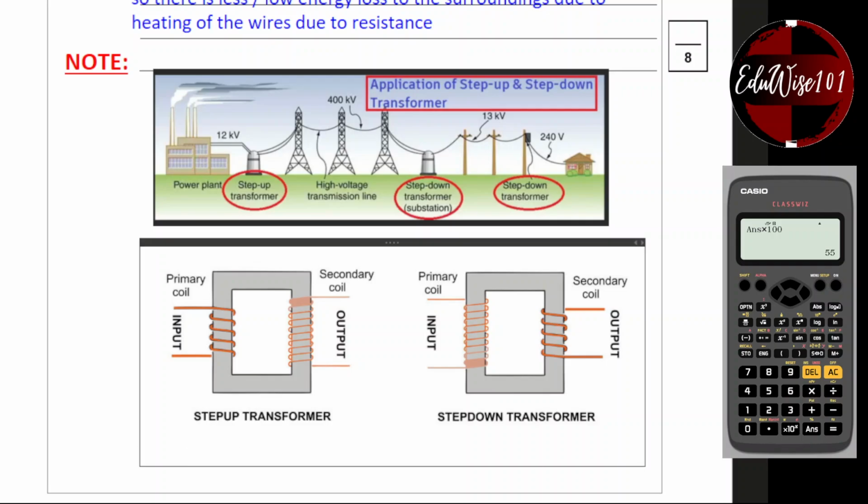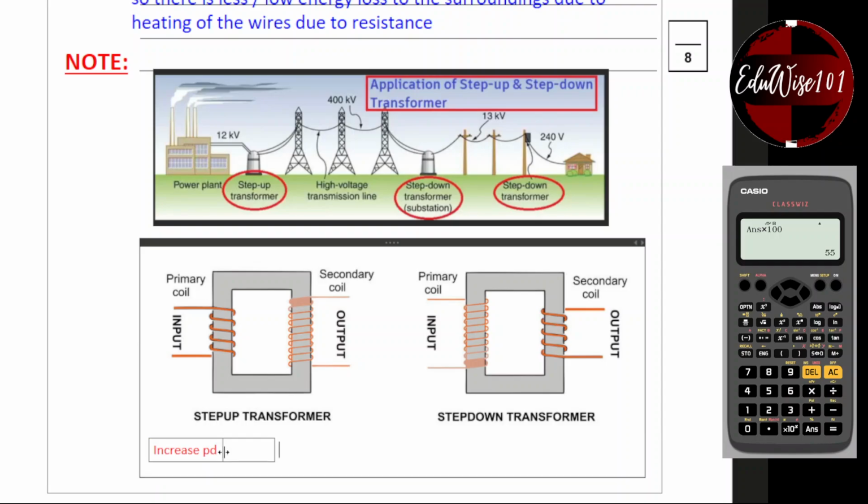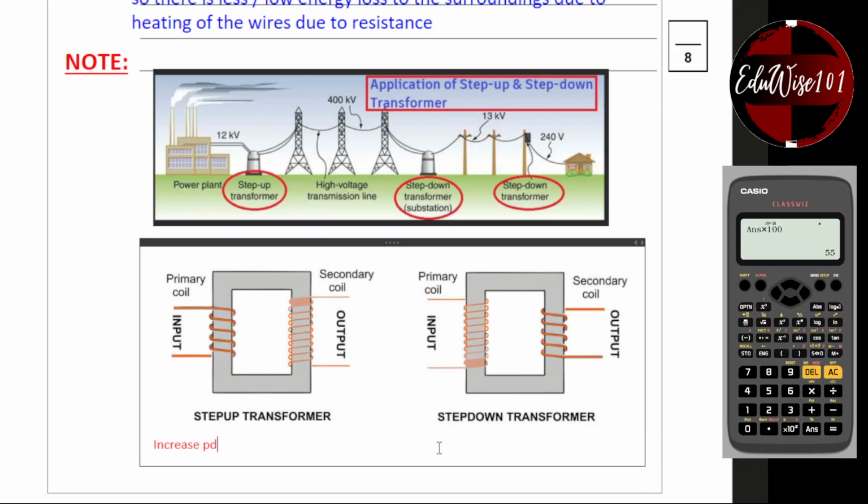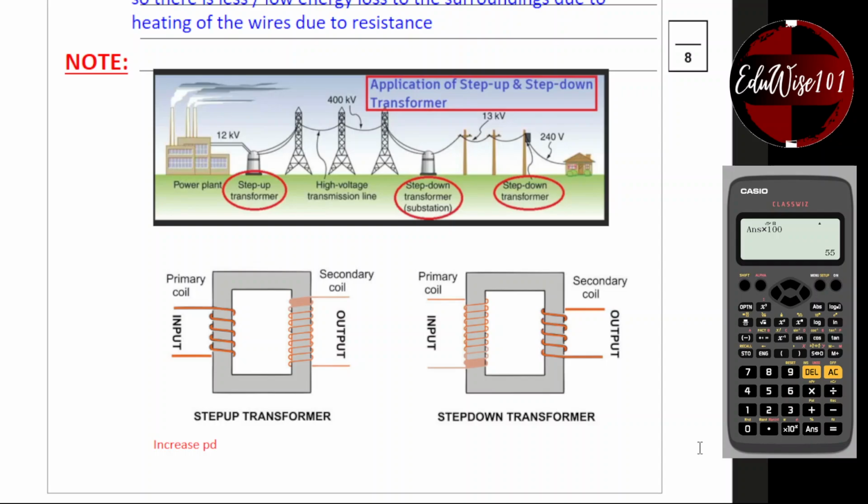Increase PD, increase the potential difference. And here, decrease the potential difference for the step-down transformer.